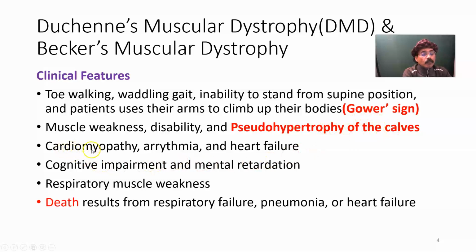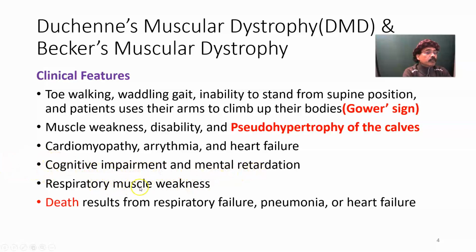There will be cardiomyopathy, again because of dystrophin absence in the heart, arrhythmia, and heart failure. Cognitive impairment and mental retardation. The pathology in the brain is not very distinct, but it is told that there will be lack of dystrophin in the neurons in the cerebral cortex, leading to cognitive impairment and mental retardation.